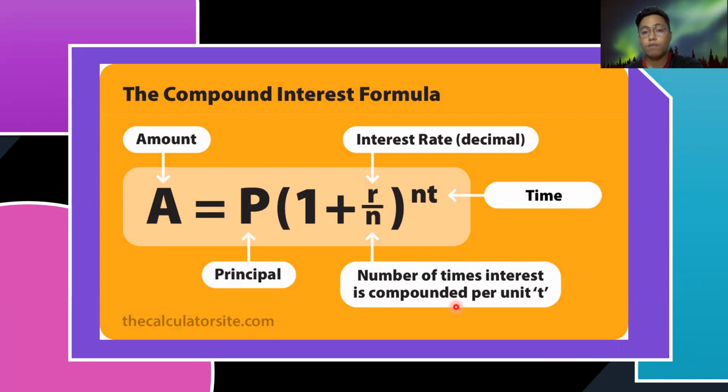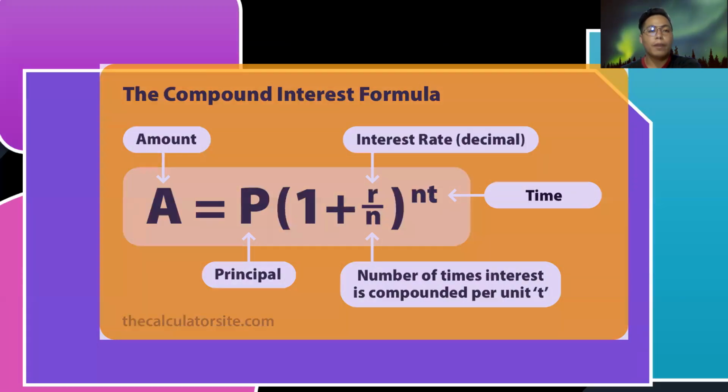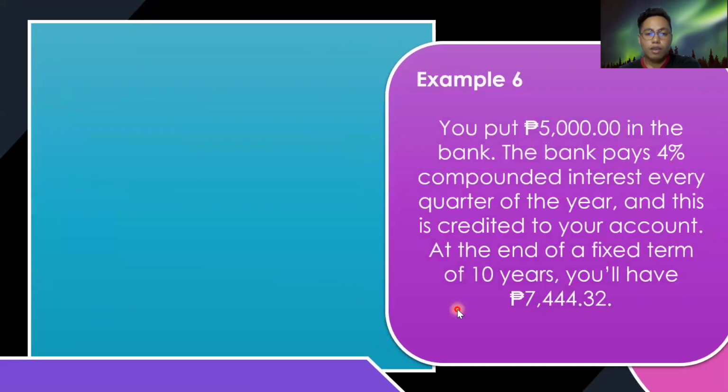For quarterly, it's 4 times a year. For bi-monthly, it's 6 times a year. And for monthly, it's 12 times a year. You put 5,000 pesos in the bank, and the bank pays 4% compounded interest every quarter of the year, and this is credited to your account. At the end of a fixed term of 10 years, you'll have 7,444 pesos and 32 centavos.